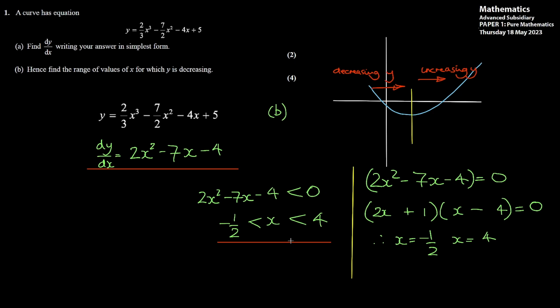We bring back the inequality, and we can state that x must lie between negative a half and positive 4, but not reaching either of them. And that's your answer.